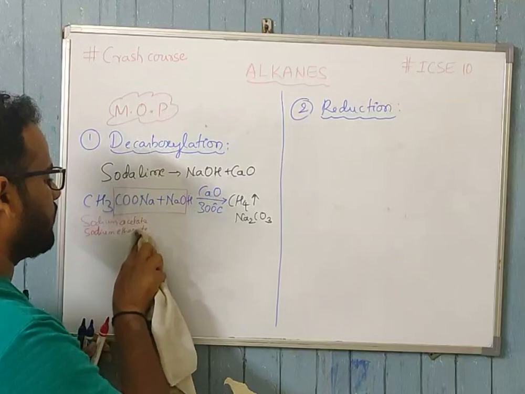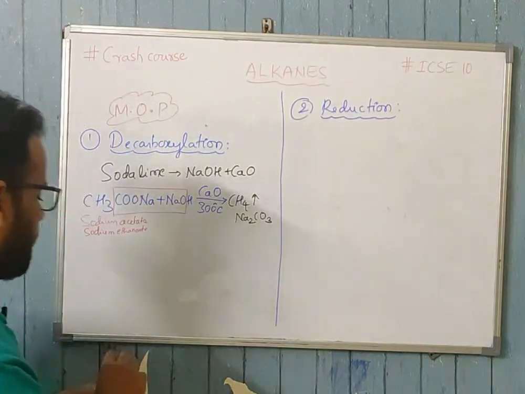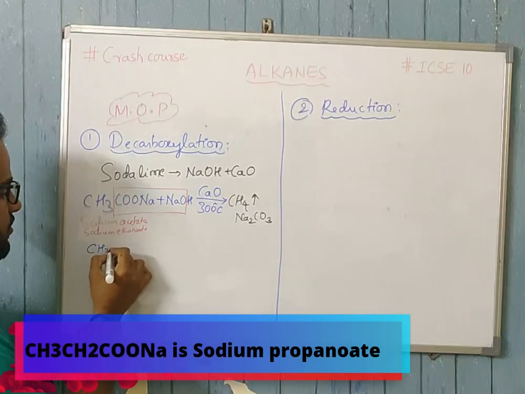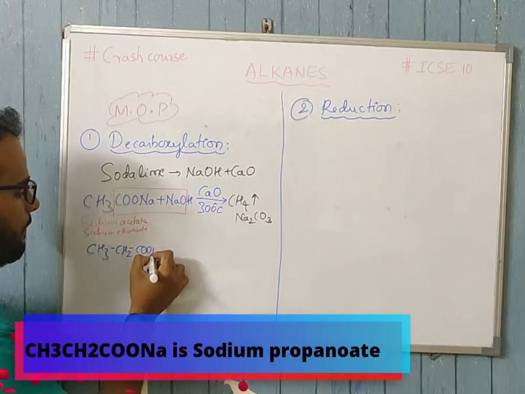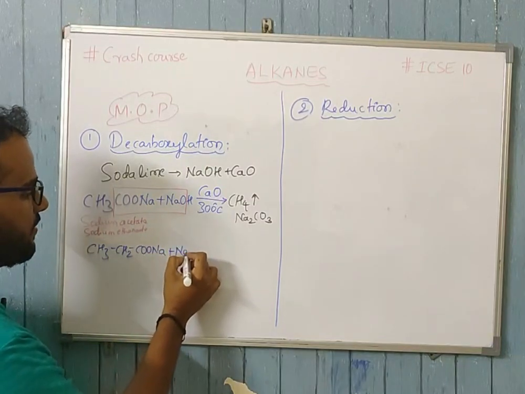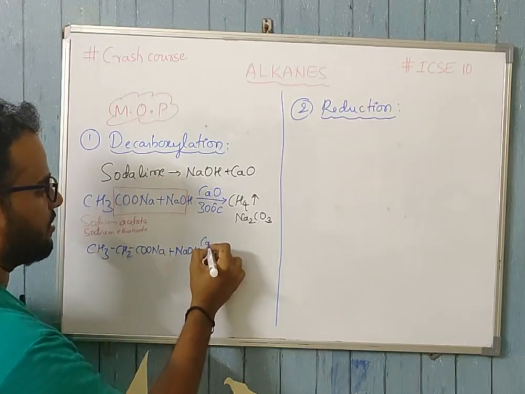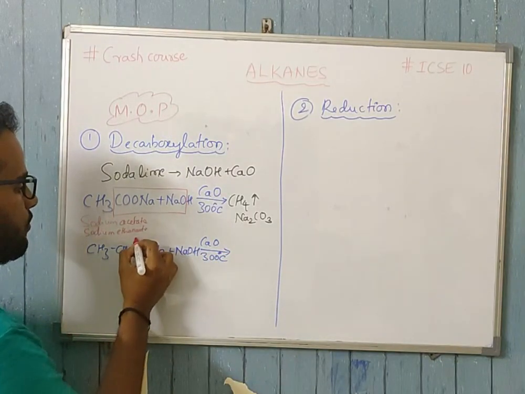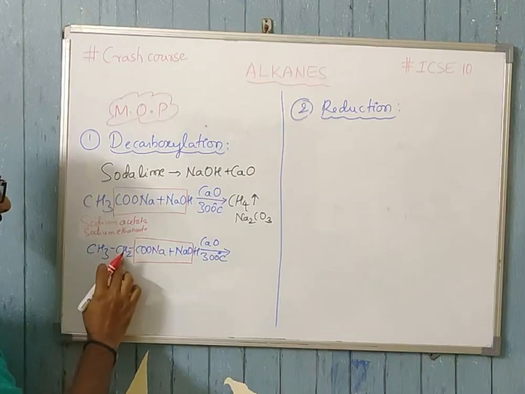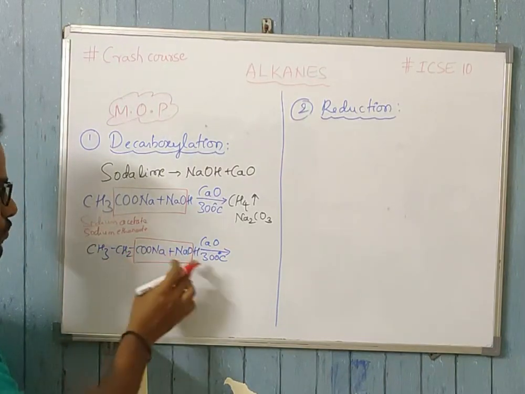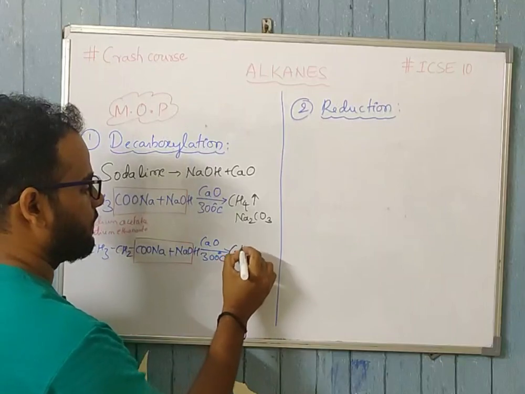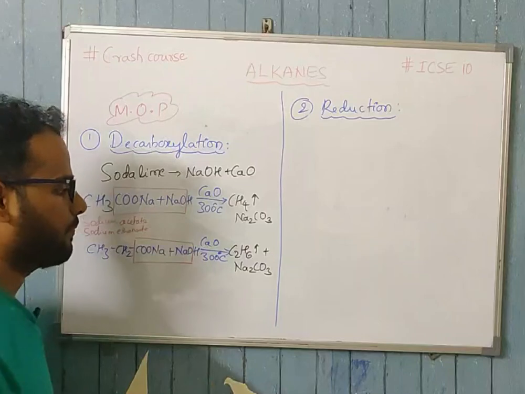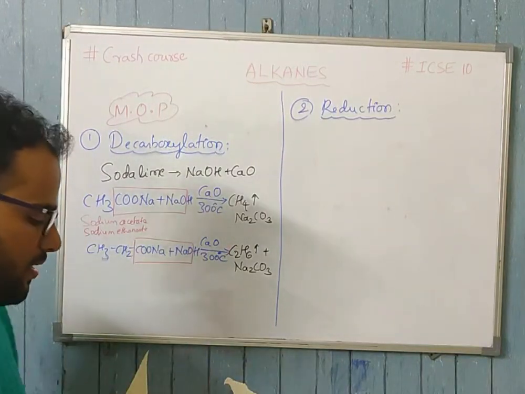You are adding one extra carbon atom in this, so you will get CH3CH2COONa, plus the other things are the same: sodium hydroxide, calcium oxide, 300 degrees Celsius. Remove sodium carbonate. What is there? CH3CH2 and H. If you club them together, you will get C2H6 and sodium carbonate. This is how you prepare methane and ethane.